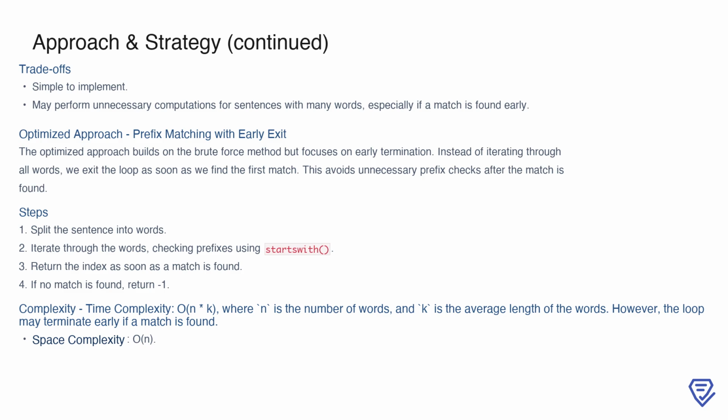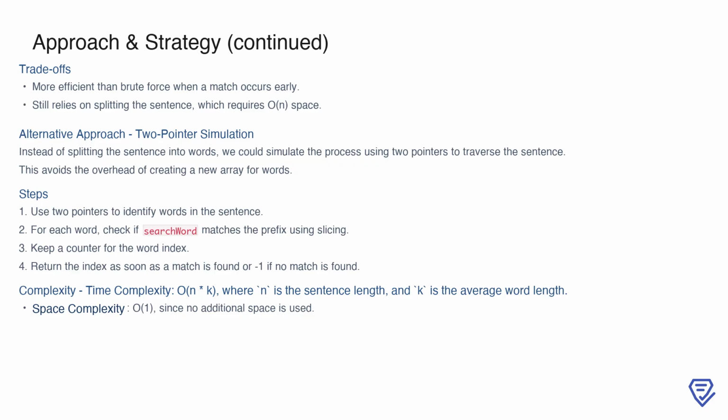In terms of complexity, the time complexity remains O(n * k), but the loop may terminate early if a match is found. The space complexity is still O(n), due to the array of words created during splitting. The optimized approach is more efficient when a match occurs early, but it still requires splitting the sentence, which uses additional space. To save space, we can explore an alternative approach using a two-pointer simulation.